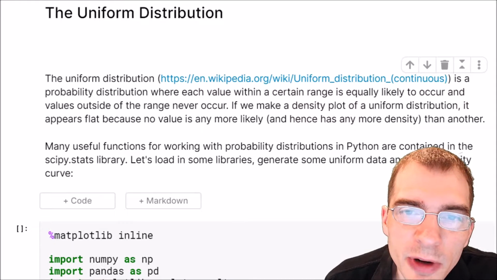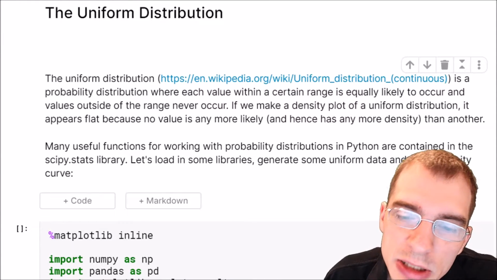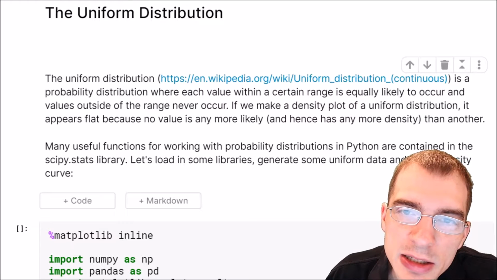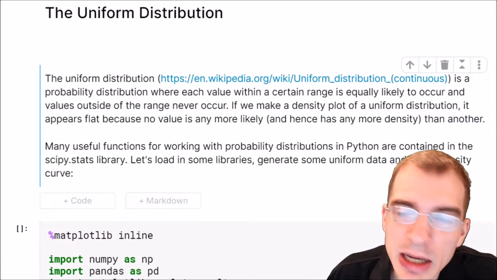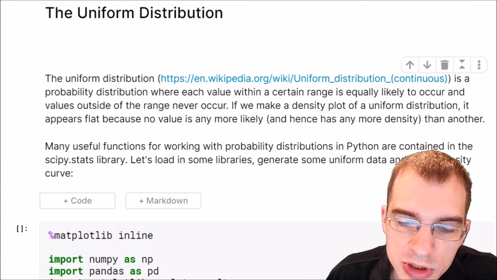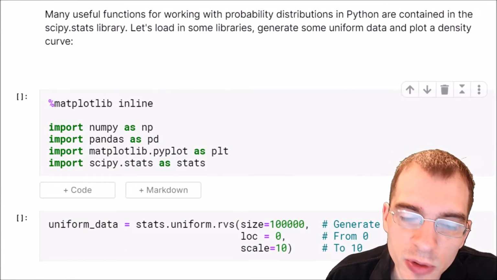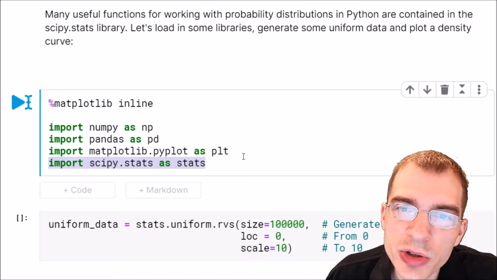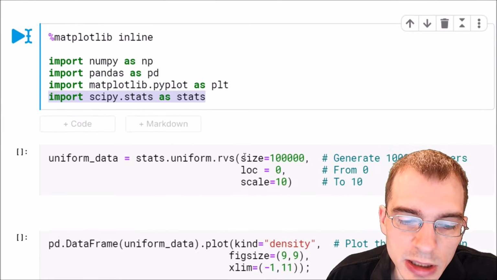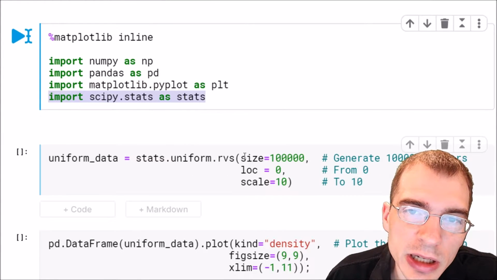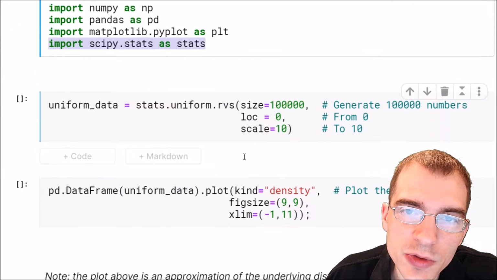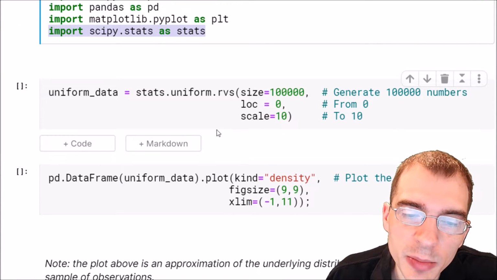Now, many of the functions for working with probability distributions in Python are contained in the scipy.stats library. So to start off with, we're just going to load in some necessary packages for this lesson. To illustrate what the uniform distribution looks like, we're going to start by generating 10,000 numbers from a uniform distribution and then plot them.